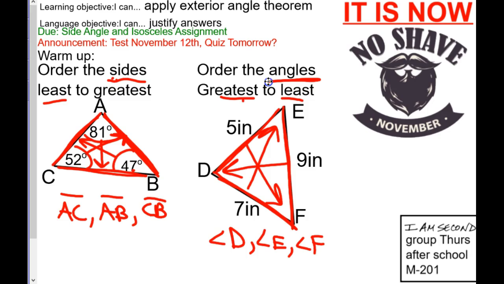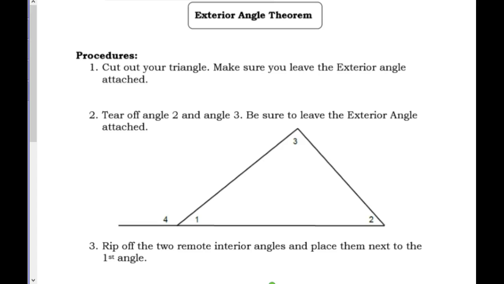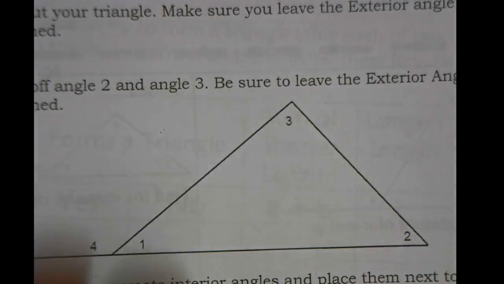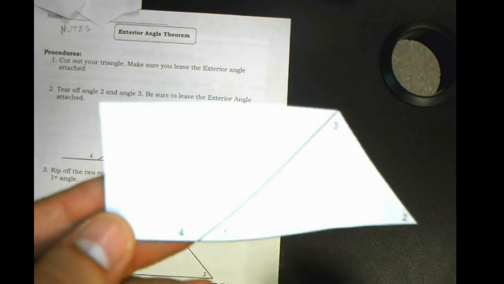All right, so I want everyone looking at this sheet that says exterior angles theorem I just passed out. This is another one of those ripping things that I'm going to show you on the front board, so take a look up here. All right, so that's your paper. Now, I cut this out. Does everyone see that we have a triangle here?